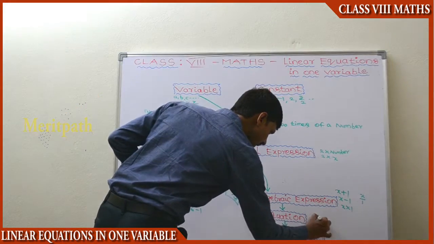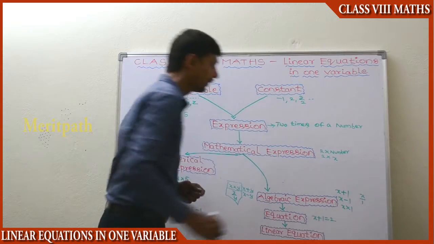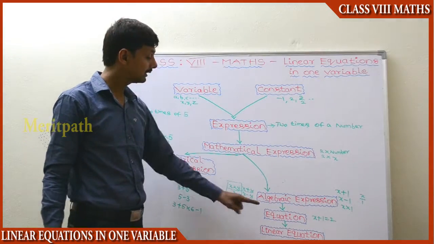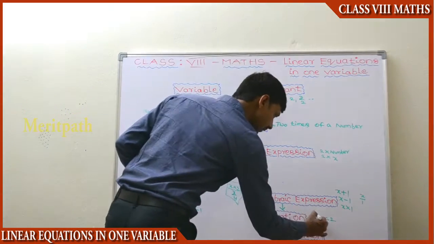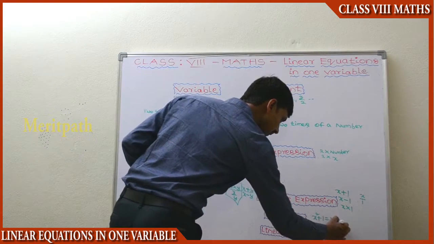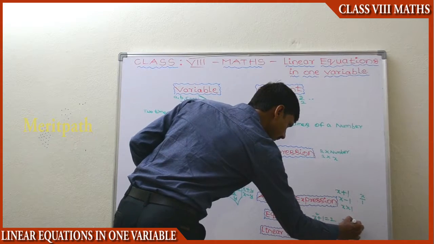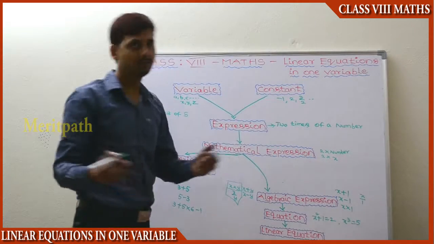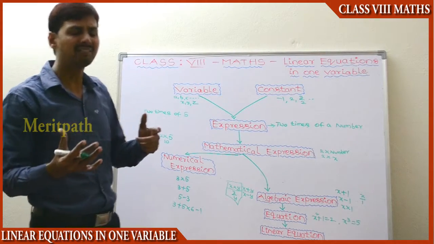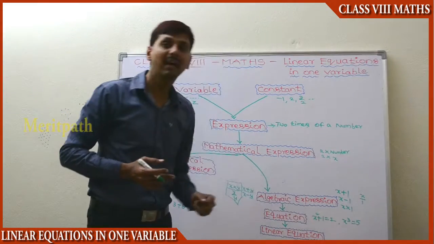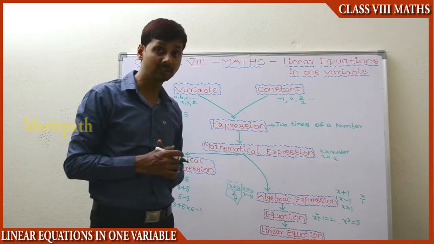Suppose x plus 1 is equal to 2. We use the symbol of equality, then we call this an equation. It can be x power 2 also sometimes, or x power 3. It can be any exponent for x. So if it has the symbol of equality, we call it an equation.